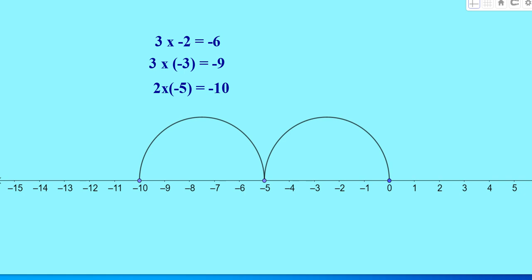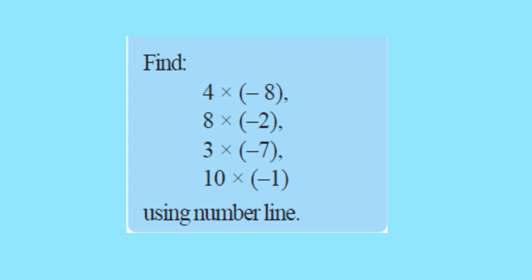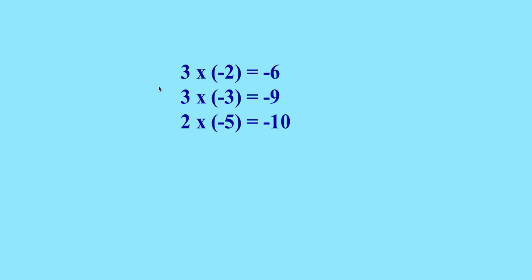Can you do some more questions yourself? Find 4 into negative 8, 8 into negative 2, 3 into negative 7, 10 into negative 1 using number line. Do yourself. Using number line, we found 3 into negative 2 is equal to negative 6, 3 into negative 3 is equal to negative 9, 2 into negative 5 is equal to negative 10.